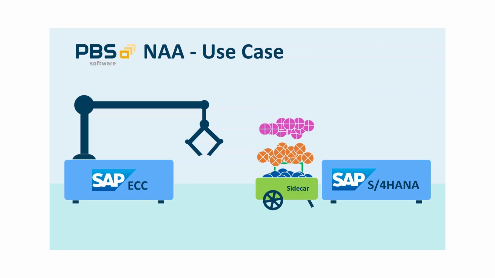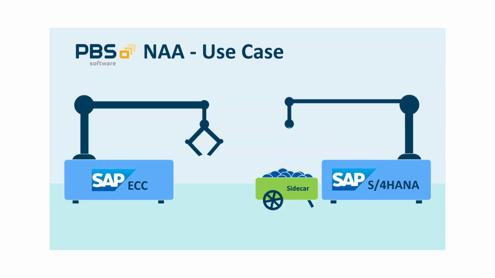PBS NAA allows you to store data extracted from various SAP legacy systems in a single sidecar database. Included is a PBS interface for the SAP ERP system, as well as functionality to write and read data in the sidecar database. With NAA, legacy SAP data is displayed in the target SAP S/4HANA system with the ability of evaluating it through transactions and reports in compliance with audit requirements.